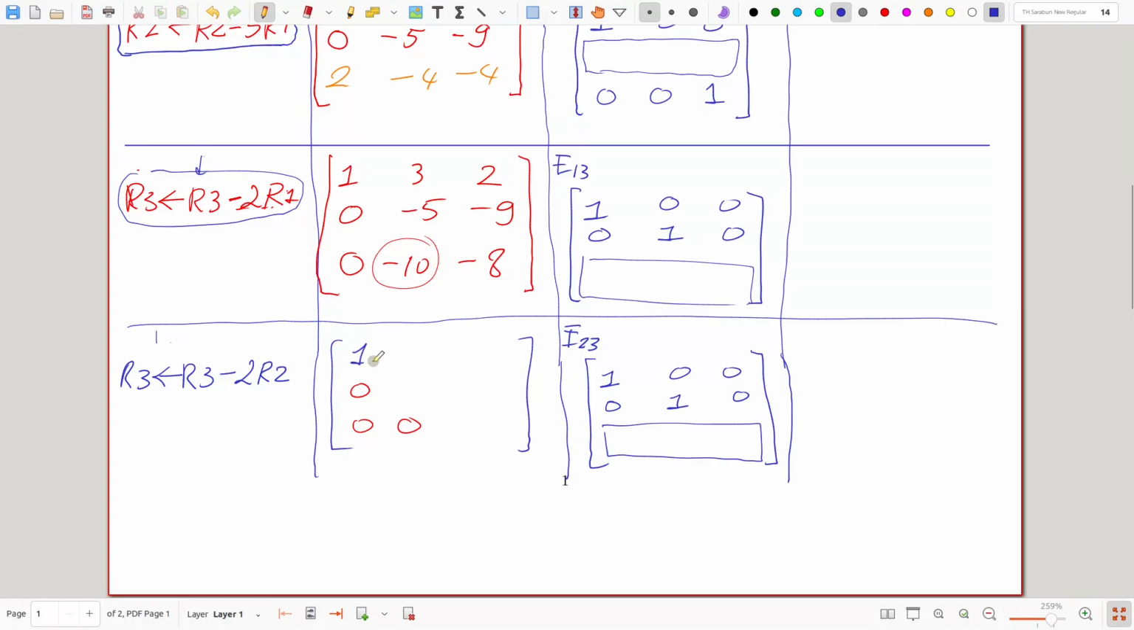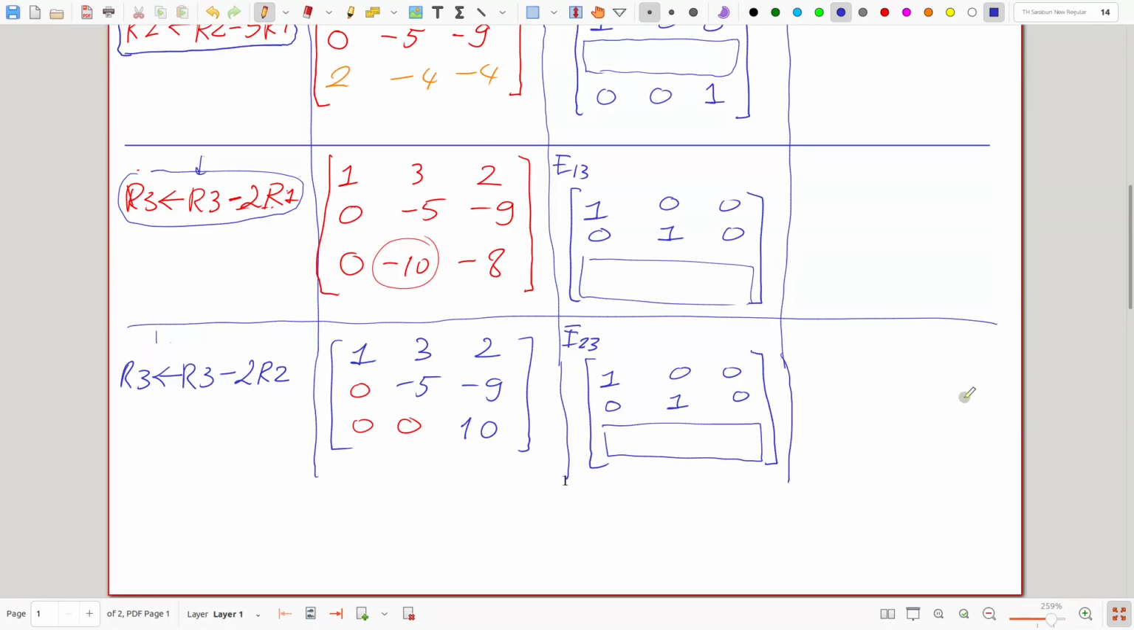So you get 1, 3, 2, the same thing, minus 3, minus 9, minus 5, minus 9, and then you multiply this by minus 2, you get 10, add it up, you get 0. You multiply this by minus 2, what do you get? You get 18, right? And you add 18 to minus 8, so you get 10 here. Okay, so this is what you get. Same thing.